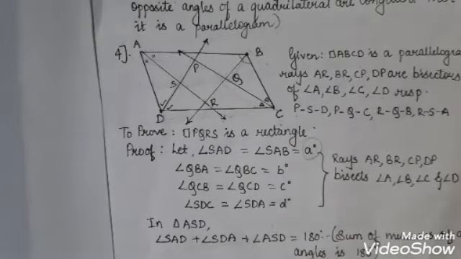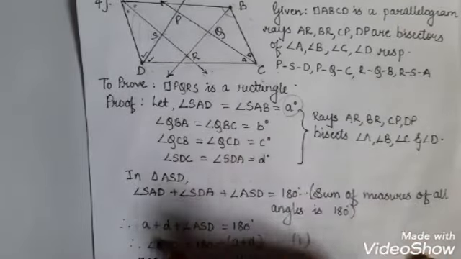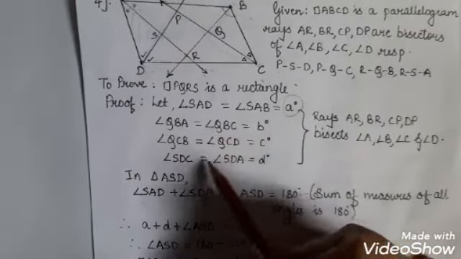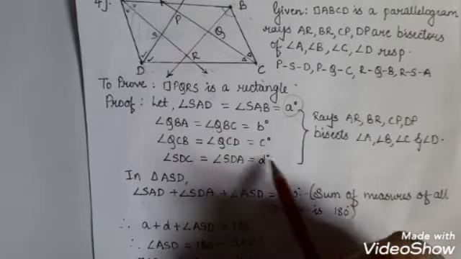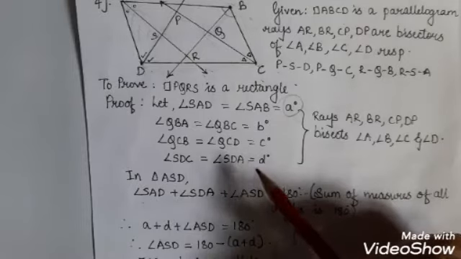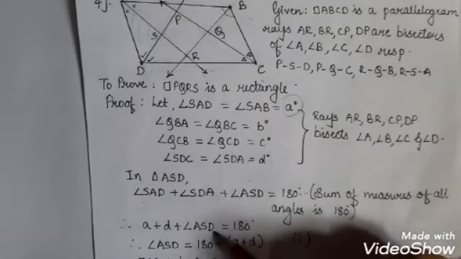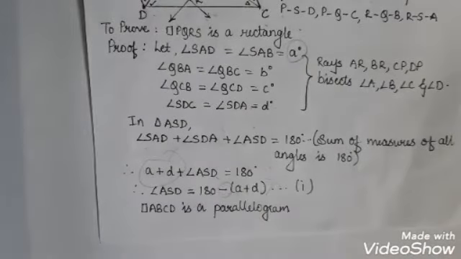Now, angle SAD we have assumed as A, plus angle SDA is D, plus angle ASD. We have not assumed anything for ASD, so let it be angle ASD, which is equal to 180 degrees. I shift A plus D to the other side, so it becomes minus. A plus D remains as it is because I have put a bracket for that term. So angle ASD is 180 minus (A plus D). That is equation 1.